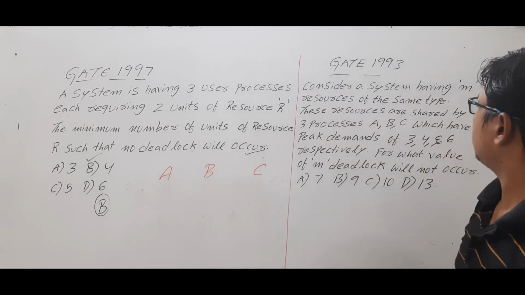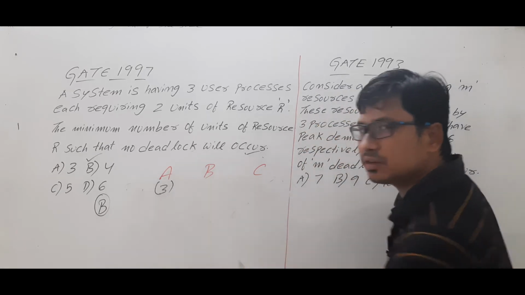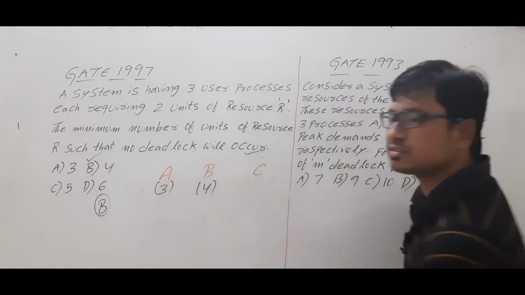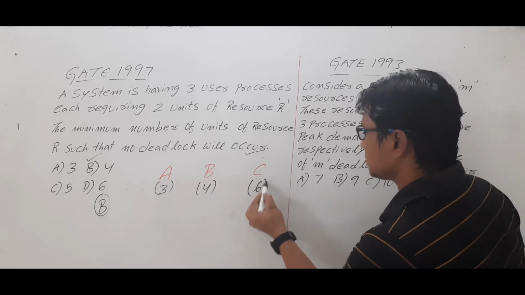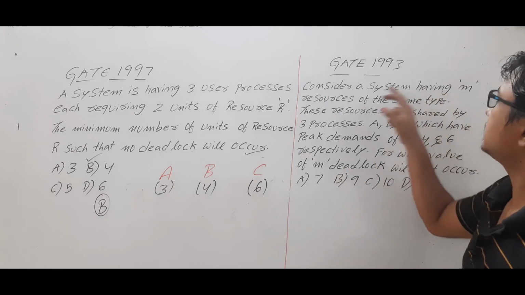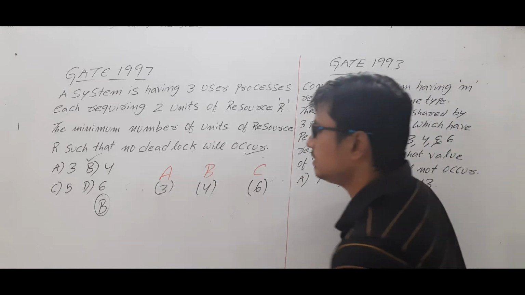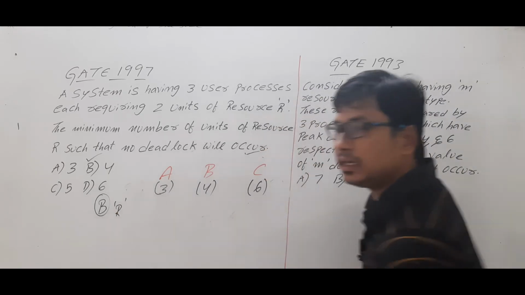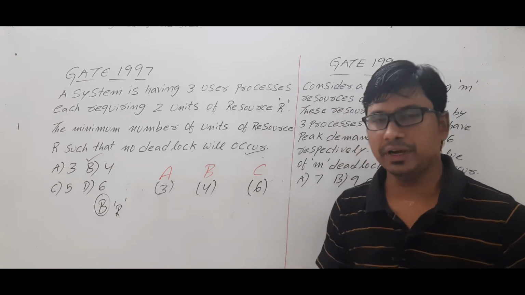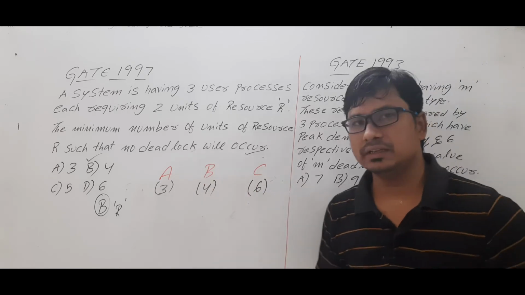Now A's requirement is 3. If it has 3 units of the resource, only then can it complete the task. Then B's requirement is 4. C's requirement is 6. Are you able to understand? Now they are asking for what value of m, meaning they are saying consider a system having m resources of the same type. Let's take the resource name as R. Now they are asking for the minimum number of resources of R required such that there will be no deadlock. Is it clear?